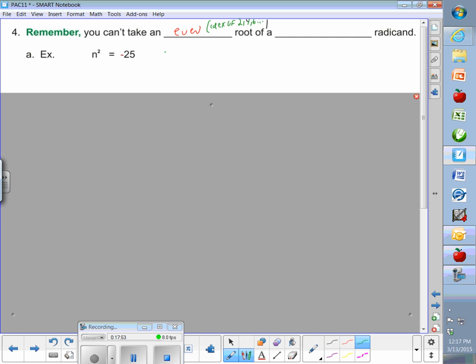So remember, you can't take an even index, an even root, of a negative radicand. So this gets us to the end like yesterday, right? I'm at n squared equals negative 25. As soon as I see that the variable squared is isolated, if I see a negative on the other side, I stop and say, no real solution.